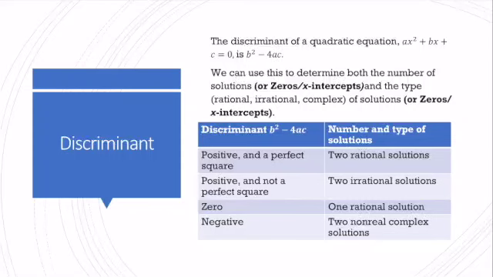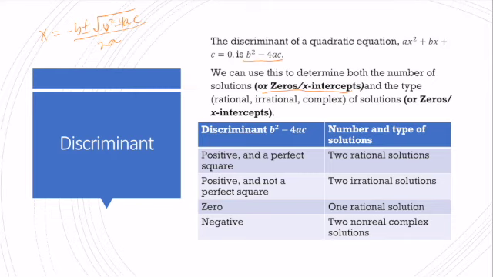Class, now I want to talk about the discriminant of a quadratic equation. The discriminant of a quadratic equation is b squared minus 4ac. You might recognize this as the part that's under the radical in our quadratic formula, okay? So we use this to determine the number of solutions, or zeros, and the type of rational, or complex zeros that we're going to have.